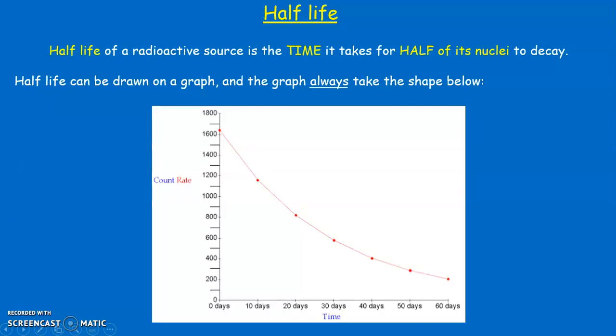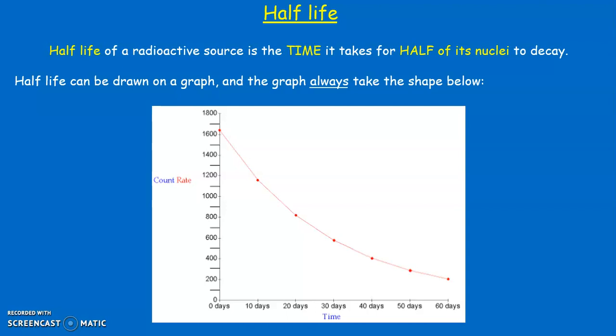Okay, so let's move on to half-life. Now this definition of half-life is very important. Half-life of a radioactive source is the time it takes for half of the nuclei to decay. So a radioactive source is made up of radioactive nuclei, unstable nuclei. Half-life just means the time it takes for half of those unstable nuclei to release radiation and decay.